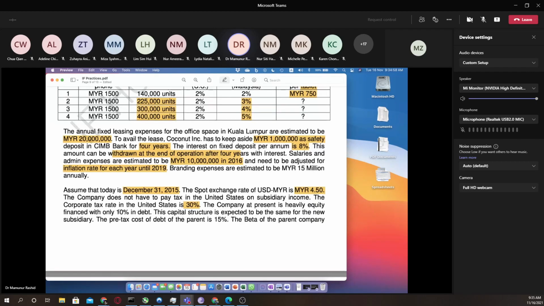No more problems coming up, more tweaking. So they are giving you now the percentage of equity and debt. Percentage of equity is 90%, debt is only 10%. So it's heavily equity dependent. The capital structure is expected to be the same for the new subsidiary. So for the new subsidiary in Malaysia also, it will be 90% equity, 10% debt. The pre-tax cost of debt is 15%.